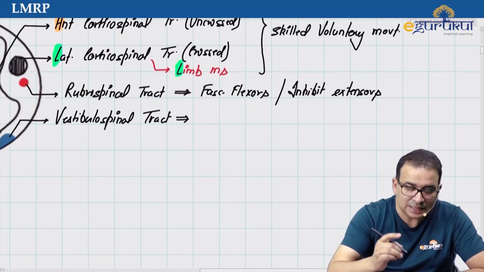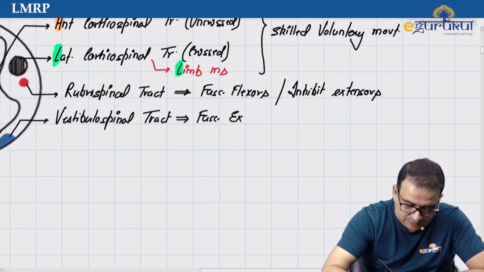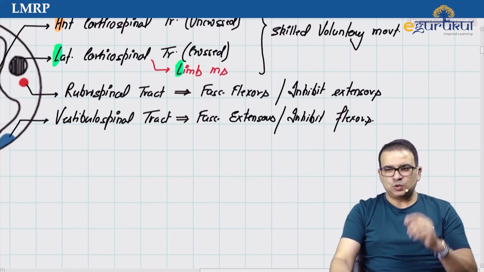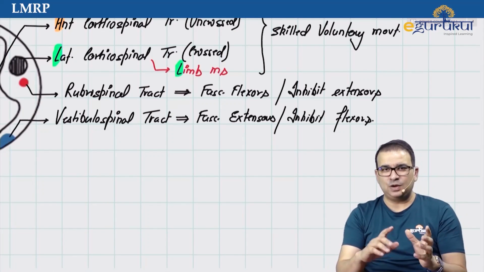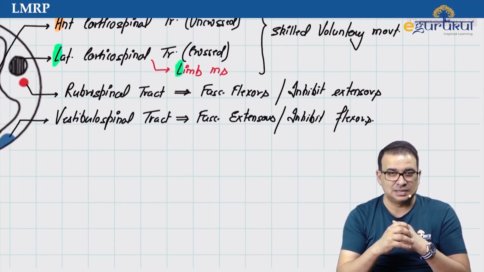The vestibulospinal tract is exactly opposite. The vestibulospinal tract basically facilitates extensors and inhibits flexors. So these two tracts go hand in hand. And why am I saying they go hand in hand? It is not that you need just one tract and the other tract is not required. Both these tracts work simultaneously.